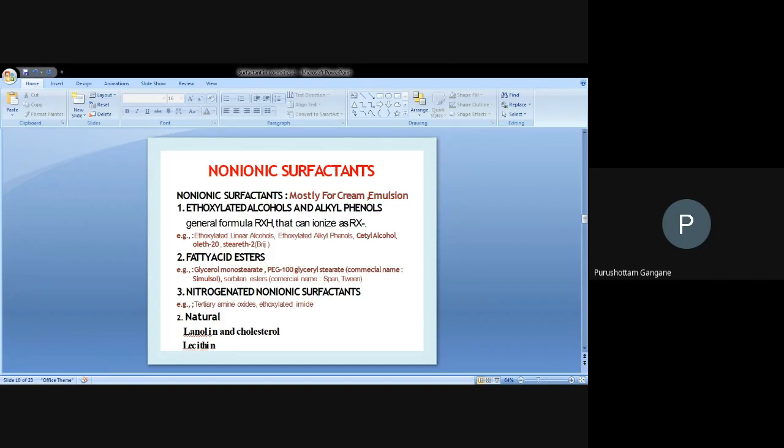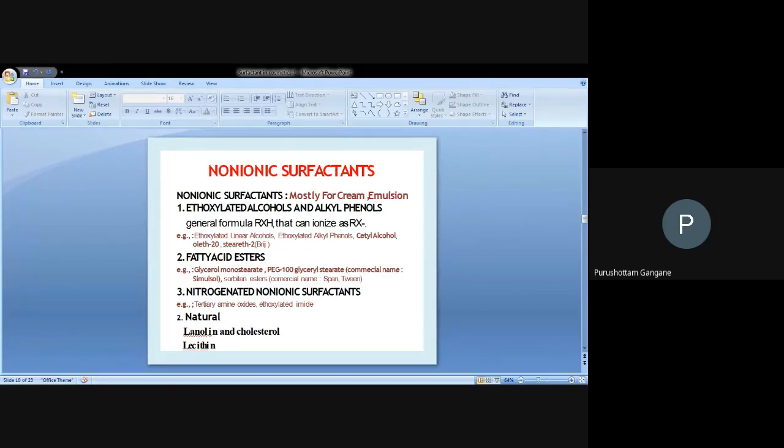Then cholesterol, you know that it is a natural surfactant which is present in your body also, which is also essential for the formation of vitamin D in your body. Then lecithin is also a non-ionic surfactant. It is prepared from soybean, so it is popularly called soya lecithin. Soybean is not the only source; there are other sources of lecithin also. Soya lecithin is most popular to prepare liposomes. It is a non-ionic surfactant, mostly used for the formulation of liposomes.